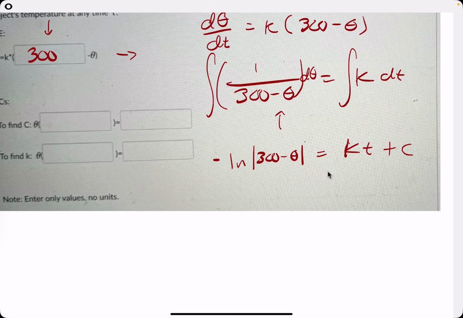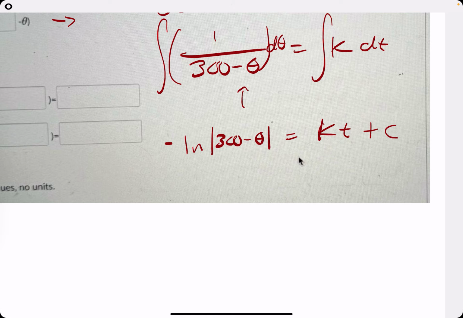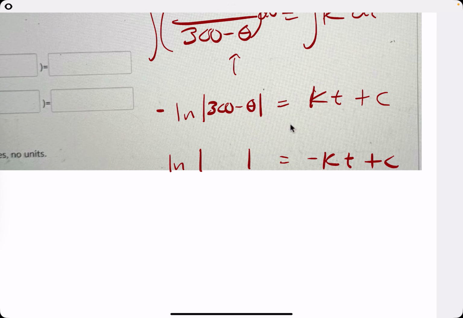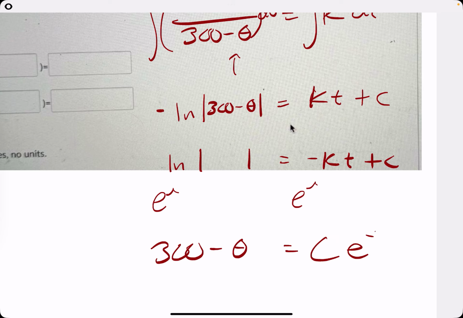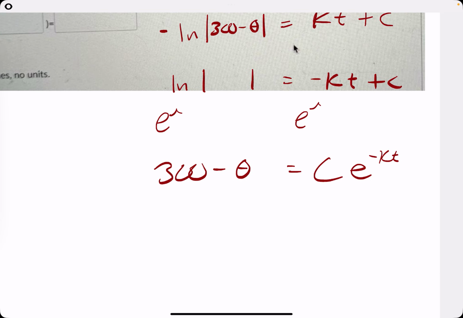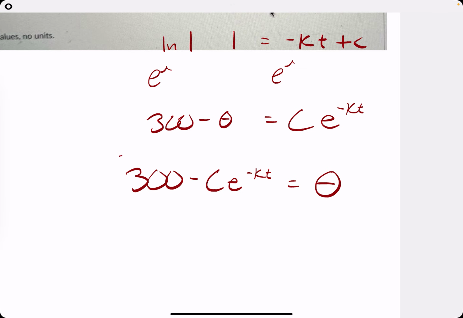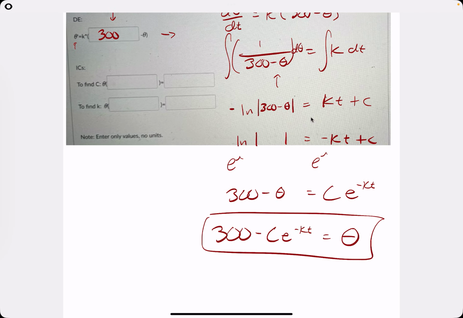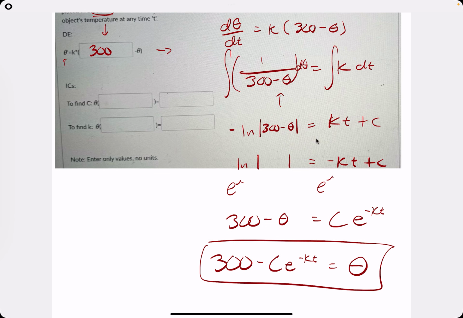Now we're going to get theta by itself. So negate both sides. So you have a positive natural log equals a negative kt. We're going to keep it plus c. It's just a different constant now. And then make e the base of both sides. So you're left with 300 minus theta equals c e to the negative kt. And now we basically swap the places of the theta and the c e to the negative kt, and we get our general solution.